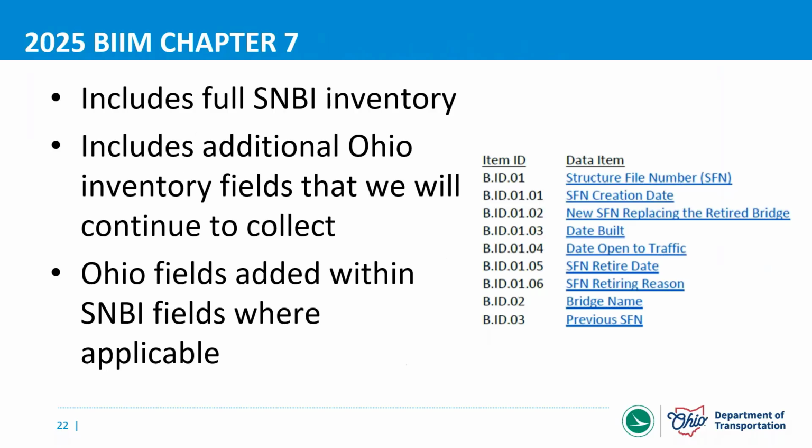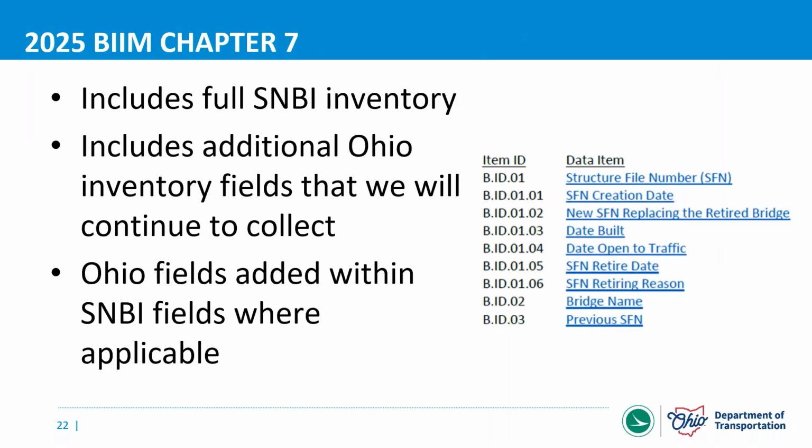Okay, so now moving into chapter 7 here. This is the full inventory chapter. So this is the new inventory manual rolled into the inspection and inventory manual. It includes full SNBI inventory. It also includes Ohio inventory fields that we will continue to collect. And what we've tried to do to make it as seamless and in as logical an order as possible is insert the Ohio fields into the SNBI fields where applicable.